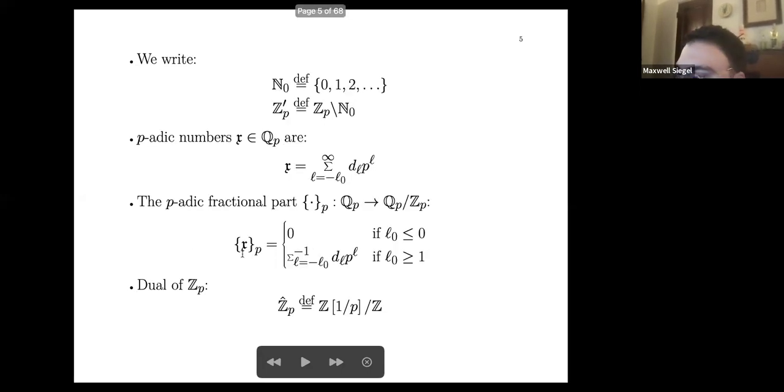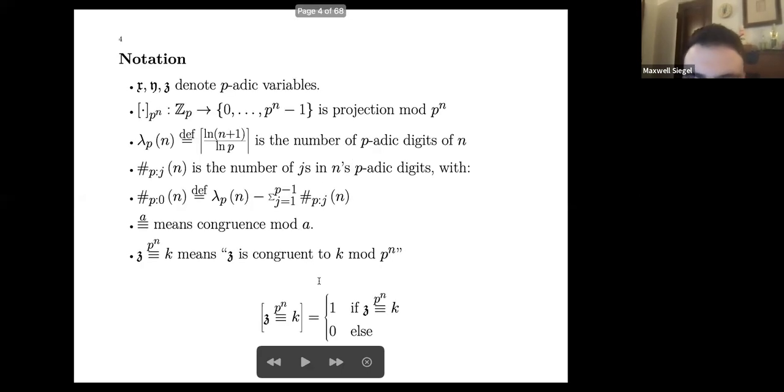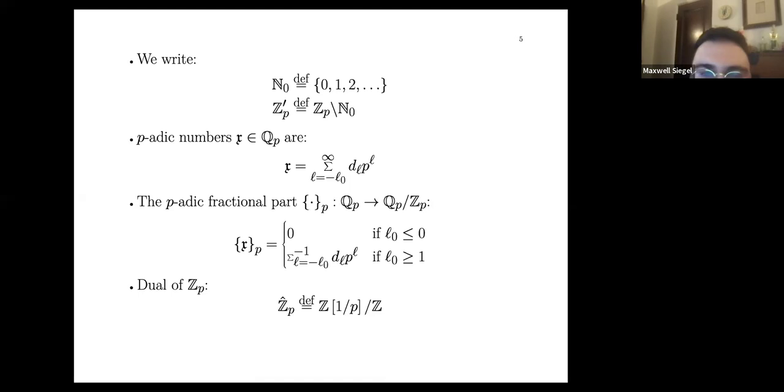And I use Iverson bracket notation for indicator functions. This denotes the function which is 1 if z is congruent to k mod p to the n, and 0 otherwise. N0 denotes the non-negative integers, and Zp prime is Zp take away N0. The little def over the equality means by definition.